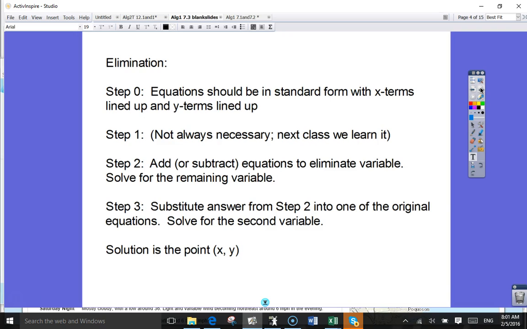Now, unlike substitution, where you have this perfect place to put the first answer, because the equation you solved for one variable, here you don't. Here you got to go up to one of the original equations, and you can choose which one and solve for the other variable.